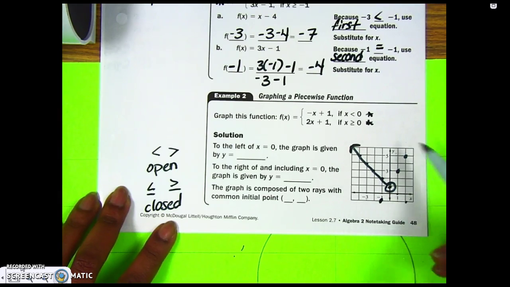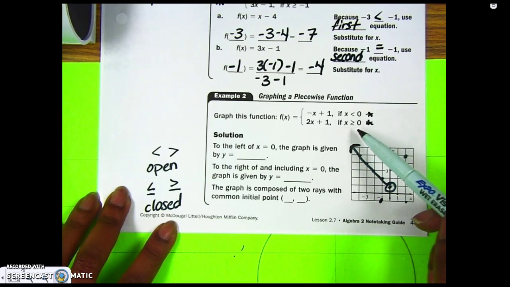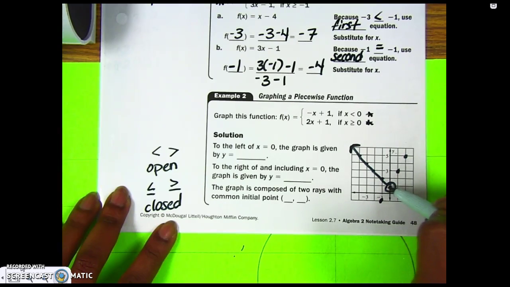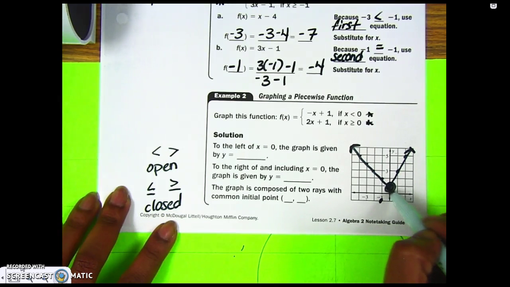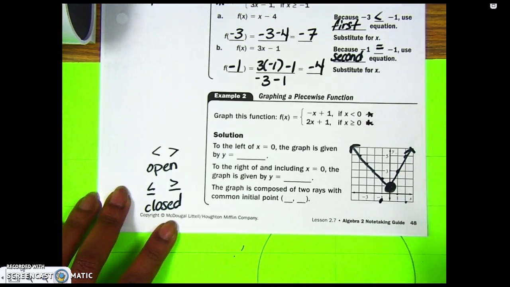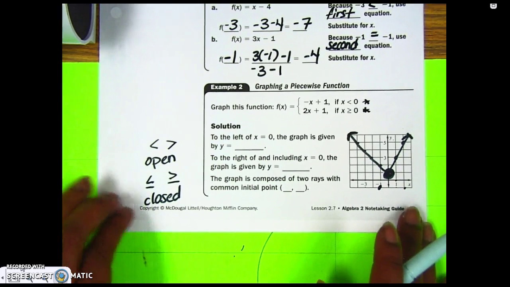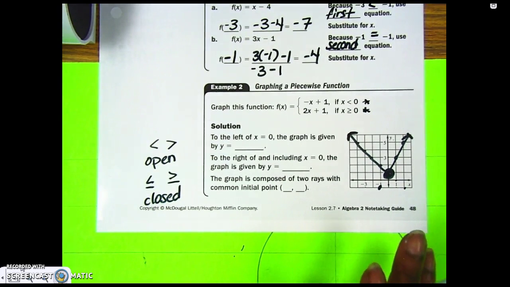It says if x is greater than or equal to 0. So I only graph the part where x is greater than or equal to 0. Here's 0, and all values to the right would be greater than 0. So I'm only going to graph the part to the right. And since it's greater than or equal to, I'm going to fill in the circle here. That would be all I would do for that graph.